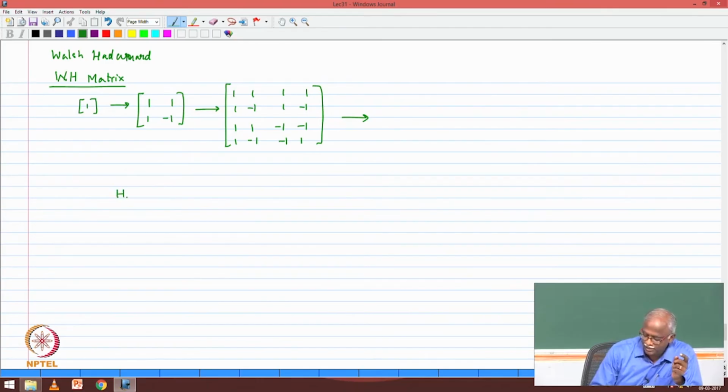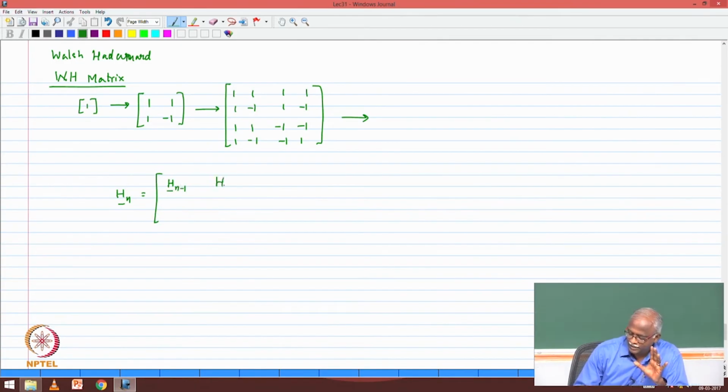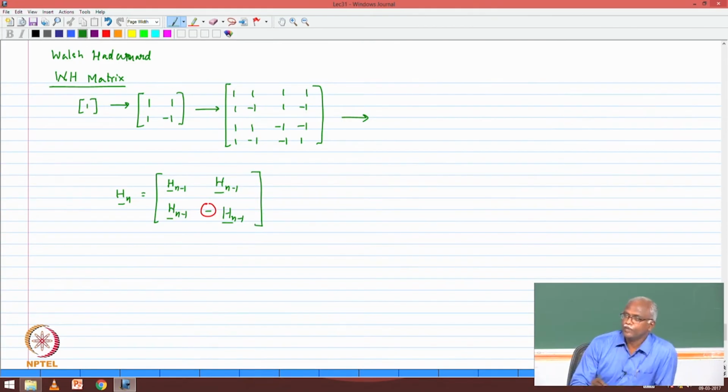The general formula is the next higher level in the Walsh-Hadamard matrices is given by, take the lower level matrix, repeat it 3 times, and the 4th time you take it with a minus sign. Okay, it's very important that you don't miss this, and that is the Walsh-Hadamard matrices. The beauty of the Walsh-Hadamard matrices is that H Hermitian H is equal to I.